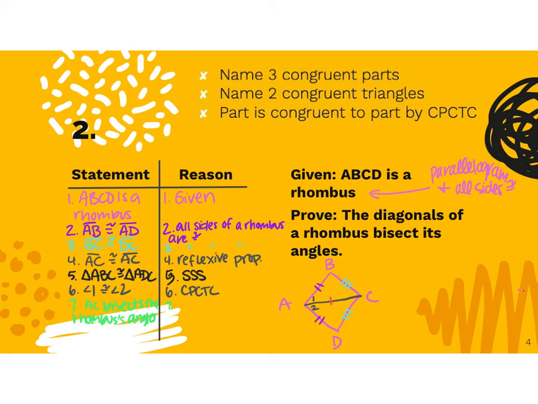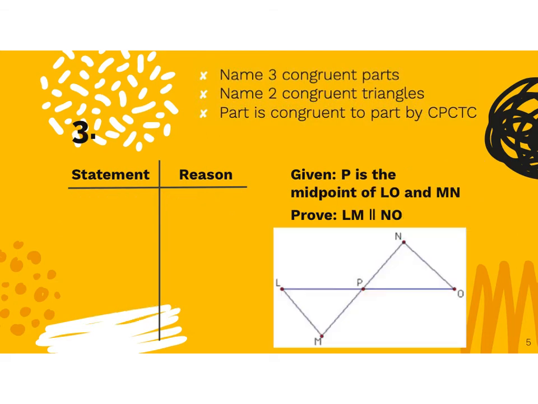and here you can say it is because it's the definition of an angle bisector, or you can say because angle 1 is congruent to angle 2. We are now done. We've proved that the diagonals of a rhombus bisect its angles.